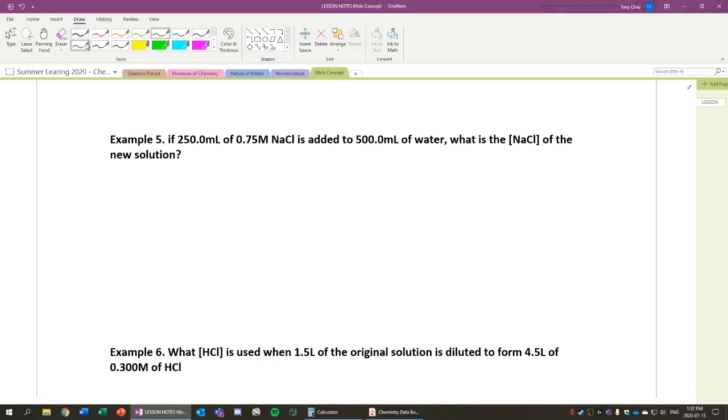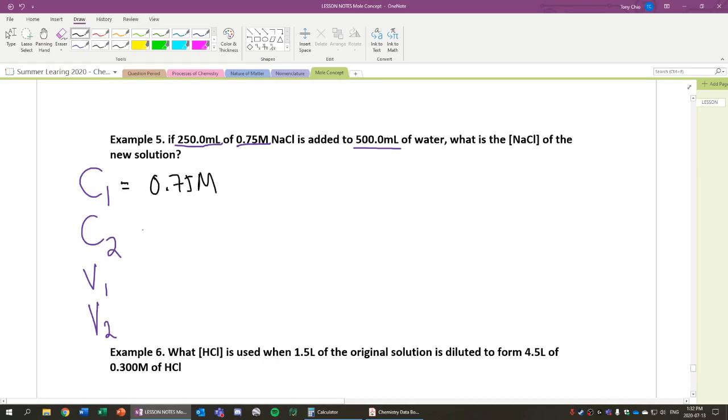Well, let's take a look. We have three pieces of information here. We want to figure out C1 and C2, and what's V1 and V2. Well, what's the initial concentration, C1? The initial concentration is 0.75 molarity. Do we know what the concentration afterwards is? No, that's our X. That's our unknown. What's our initial volume? Our initial volume of that solution was 250 milliliters.